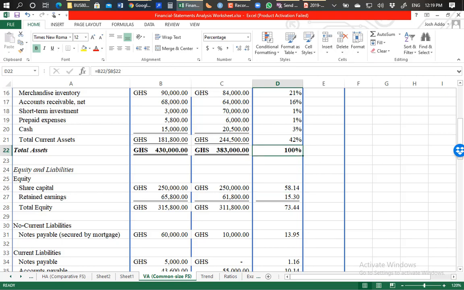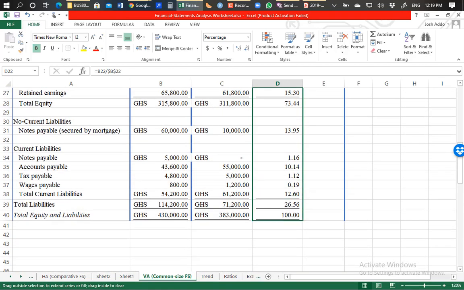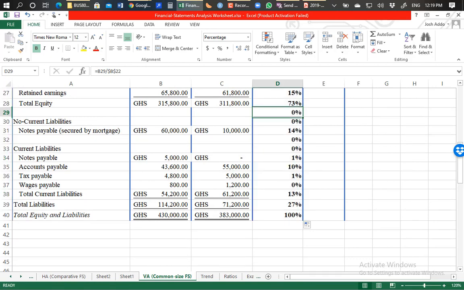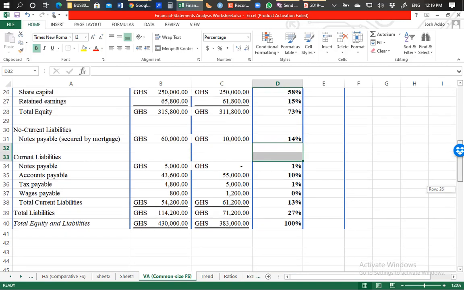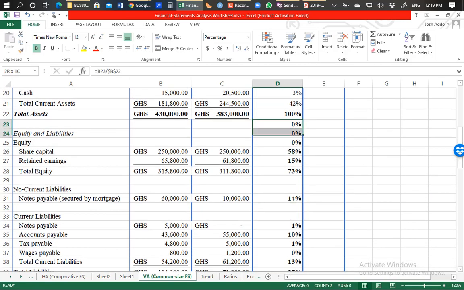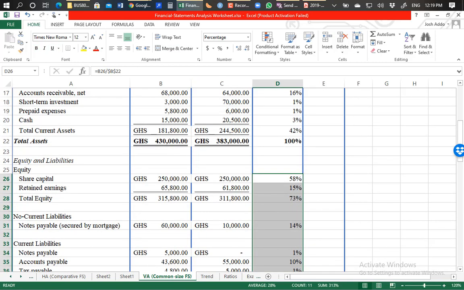So you can drag down. We can drag down this to cover the rest of them and delete the missing. Okay, for example, I have to delete this and delete this one. These are not applicable. These are also not applicable. So when you come, you see share capital is 58%, which is approximately 58%. We have rounded things down. So that's how we do it.